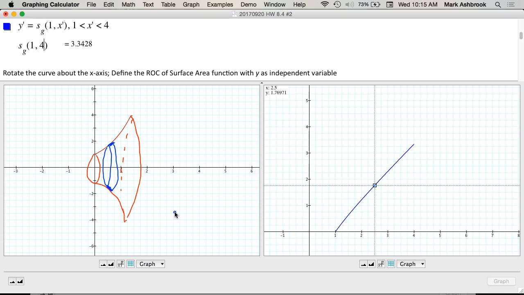Okay, so we want to rotate the curve around the x-axis. We want to define the rate of change of surface area with y as the independent variable. Okay, can you do it? We just want the rate of change now. The rate of change of surface area using y as the independent variable if we're accumulating these ribbons or frustums. Okay, so again, we're using y as the independent variable, and we're going to accumulate these ribbons. Go. See if you can write the rate. 2 pi times g of y.